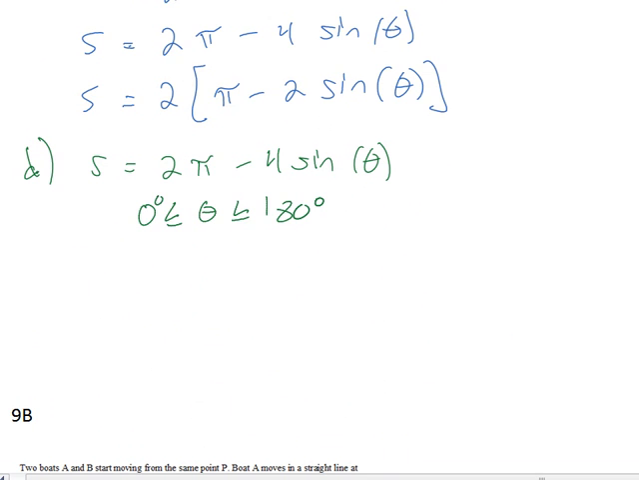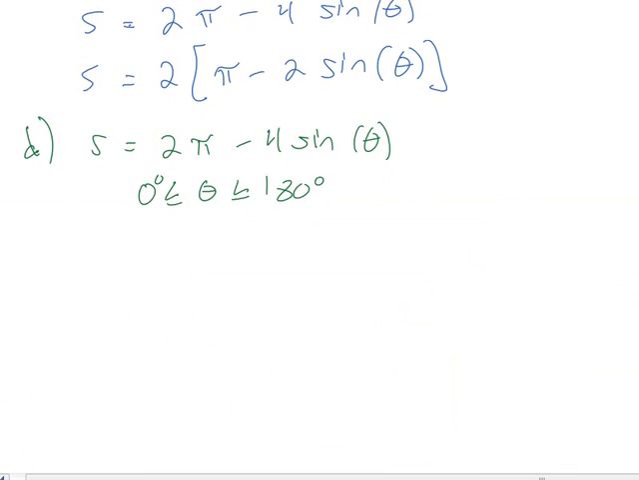But there are possibilities for the locations of other minimums, and that'll come from finding when the derivative of the formula for area is equal to 0. So I'll find where the derivative of the area is equal to 0. So I need to find that derivative. The derivative of 2 pi with respect to theta is 0. That goes away. And then we have negative 4 times the derivative of sine, which is cosine.